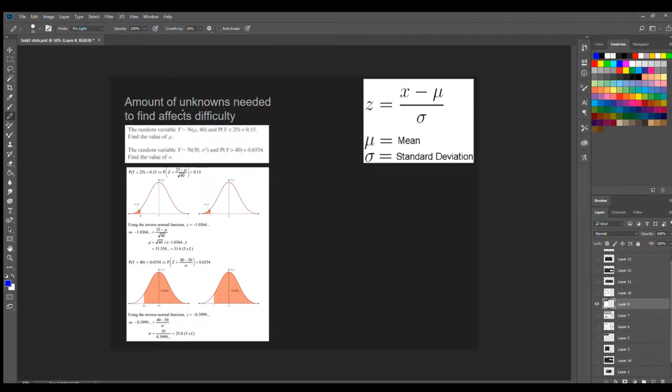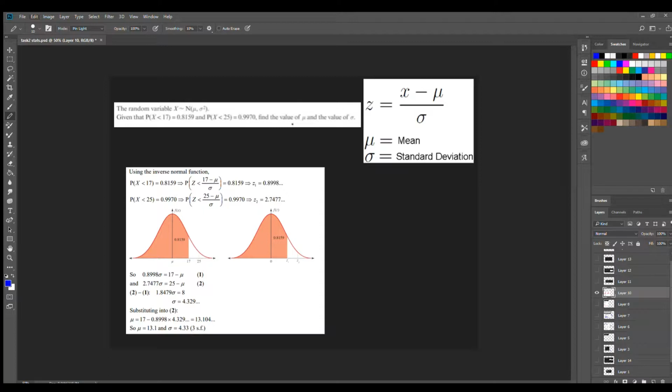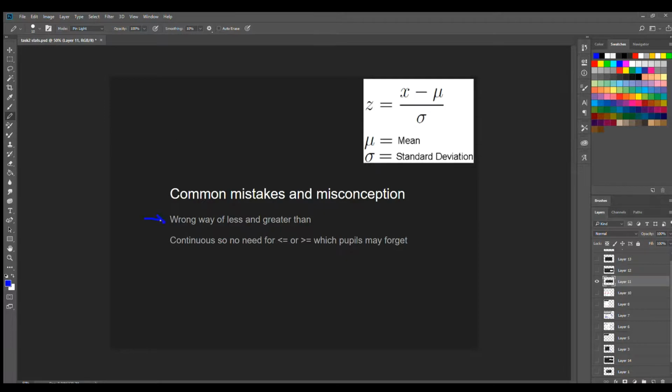The number of unknowns needed to find affects the difficulty of the question. For example, with these two questions, you need to find only one of them, either the mean or the standard deviation, and you essentially just put it in the calculator using inverse normal and find the relevant unknown. Compared to something like this, where you have to find the mean and standard deviation, you do the same thing with inverse normal, but then you have another step, which means you have to do the simultaneous equation.